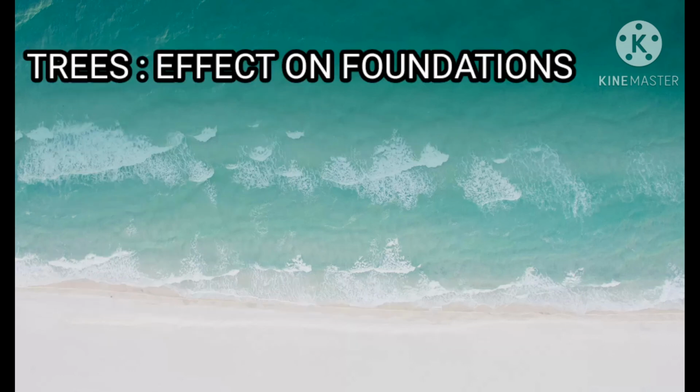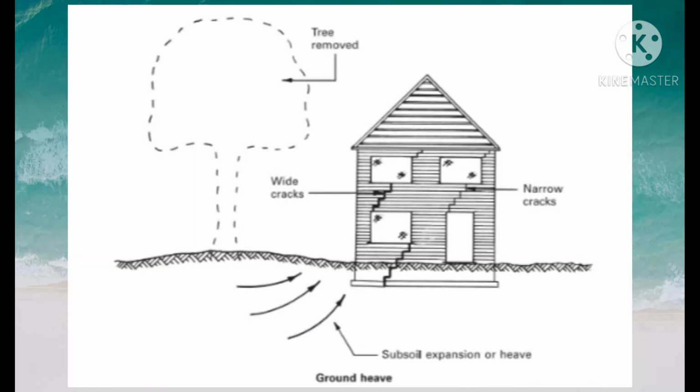Here's the last part of the substructure. Trees' effect on foundations. Close proximity of trees to buildings can result in direct physical damage to foundations, drains, paths, and drives by growth and expansion of root systems.